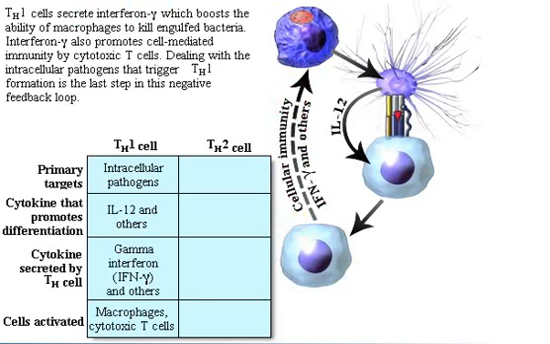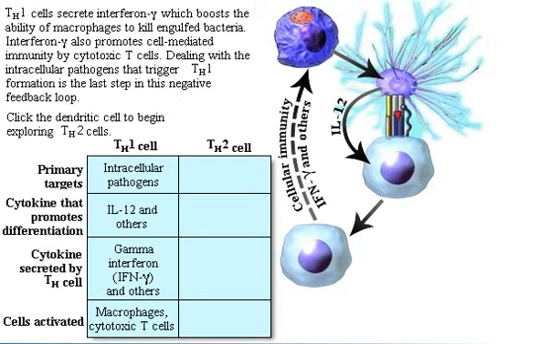Th1 cells secrete gamma interferon, which boosts the ability of macrophages to kill engulfed bacteria. Gamma interferon also promotes cell-mediated immunity by cytotoxic T cells. Dealing with the intracellular pathogens that trigger Th1 formation is the last step in this negative feedback loop. Click the dendritic cell to begin exploring Th2 cells.